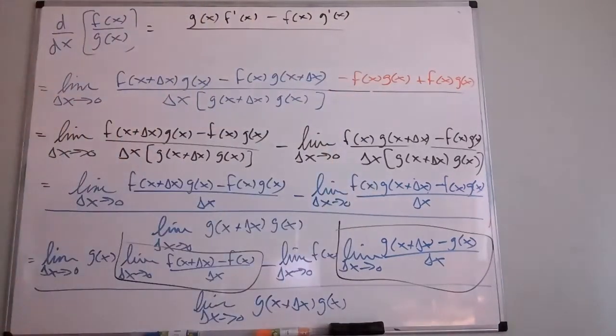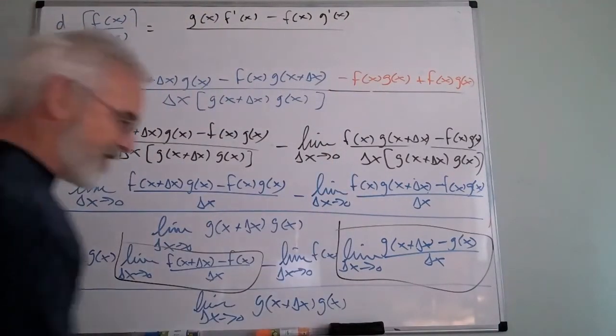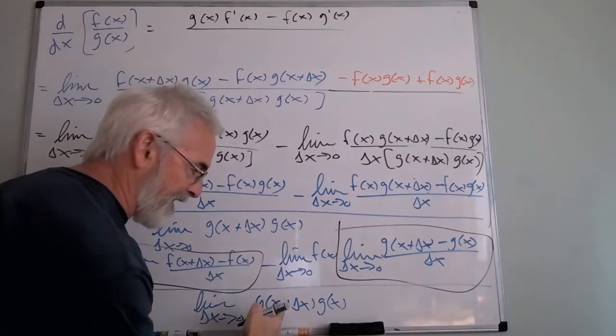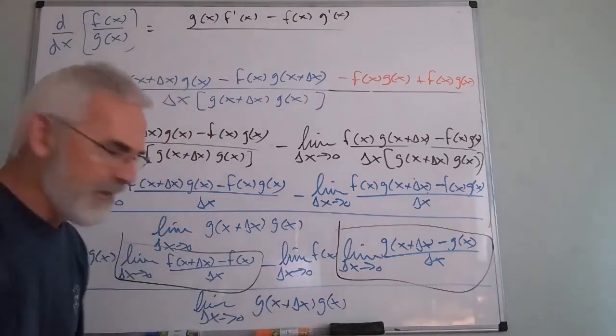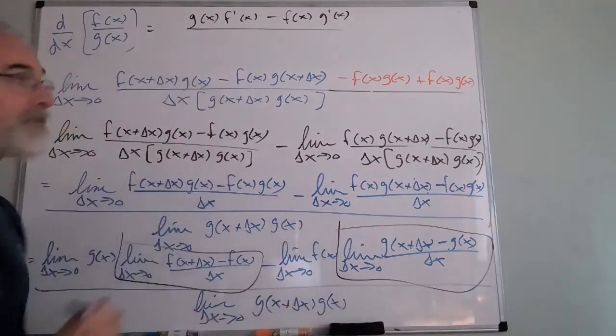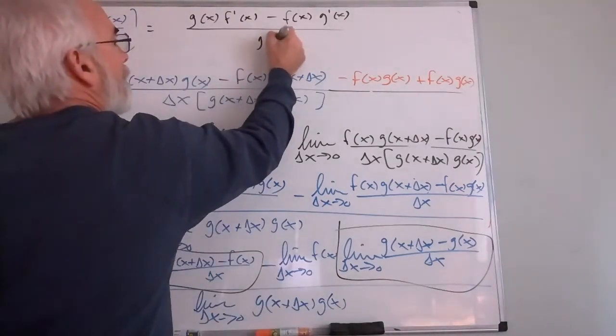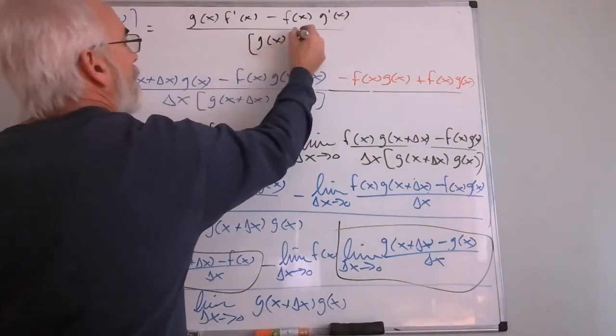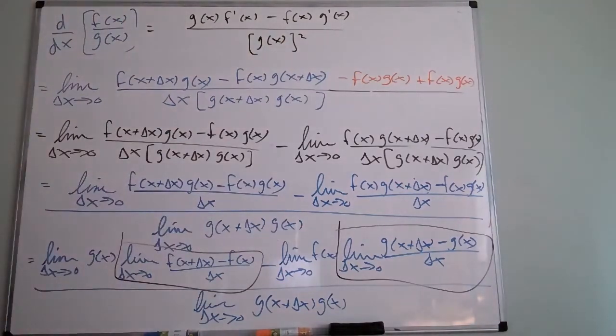Now, the problem is, what about my denominator? Well, as delta x goes to 0, g of x plus delta x just approaches g of x times g of x. And that, folks, is the quotient rule. It's kind of scary looking, but that's what it is.